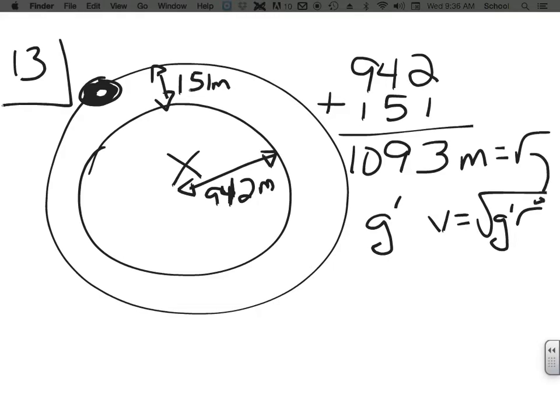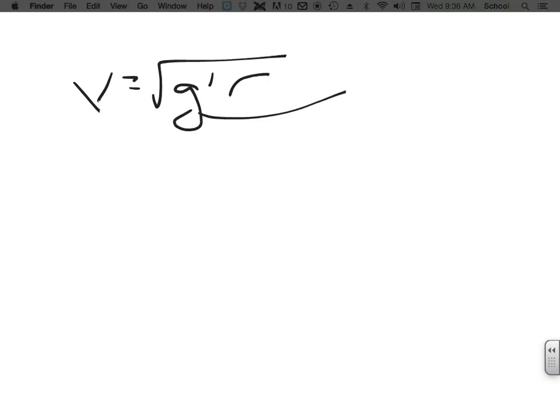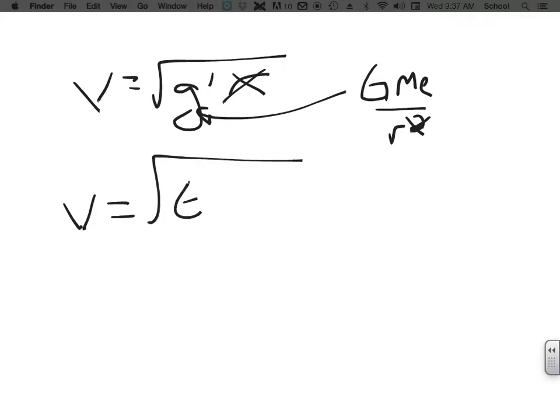And we'd stick this r there and we'd stick our new g there. Or we could do the algebra and stick them all in together, if you prefer that algebraic method, which of course I always do. So if we have v is equal to the square root of g prime r, and we know that g prime is really equal to big G Me over r squared, if I stick this in here, clearly this r on top is going to cancel one of those r's on the bottom, and our velocity is just going to equal the square root of big G Me over r.